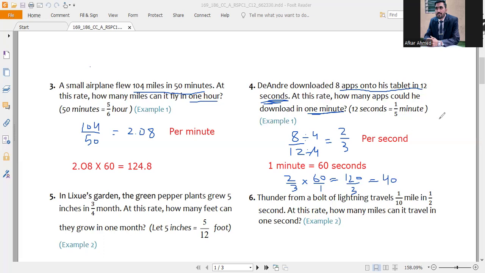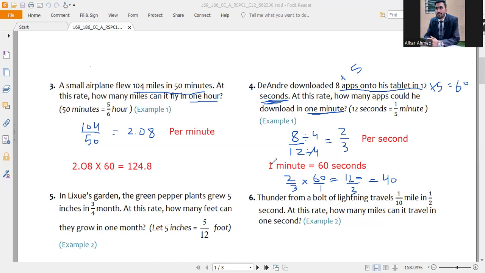Or some students can use common sense. If he's downloading 8 apps in 12 seconds, I know that 12 times 5 is 60. This is another way, and it gives me the minute, 60 seconds. So if I multiply here by 5, I can also multiply 8 by 5, which will give me the same answer. 8 times 5 is 40.